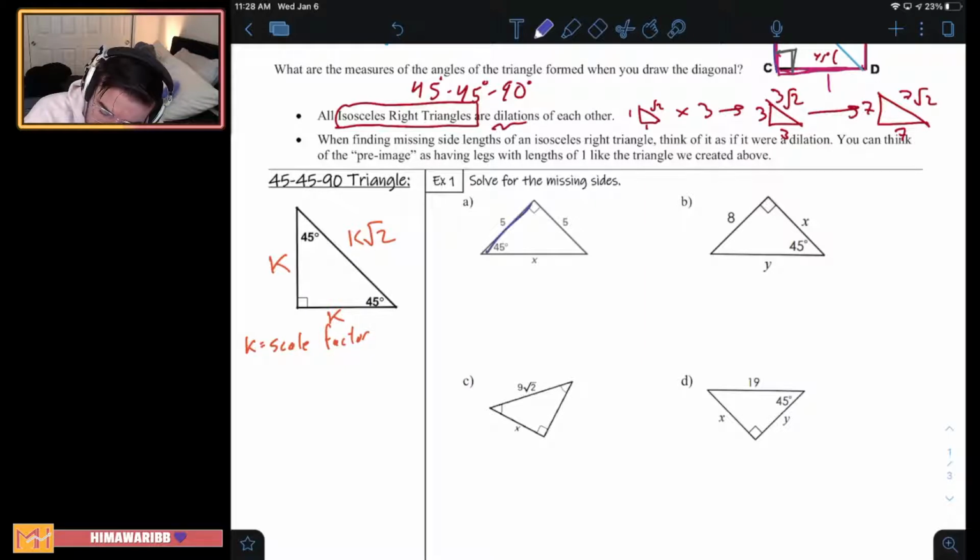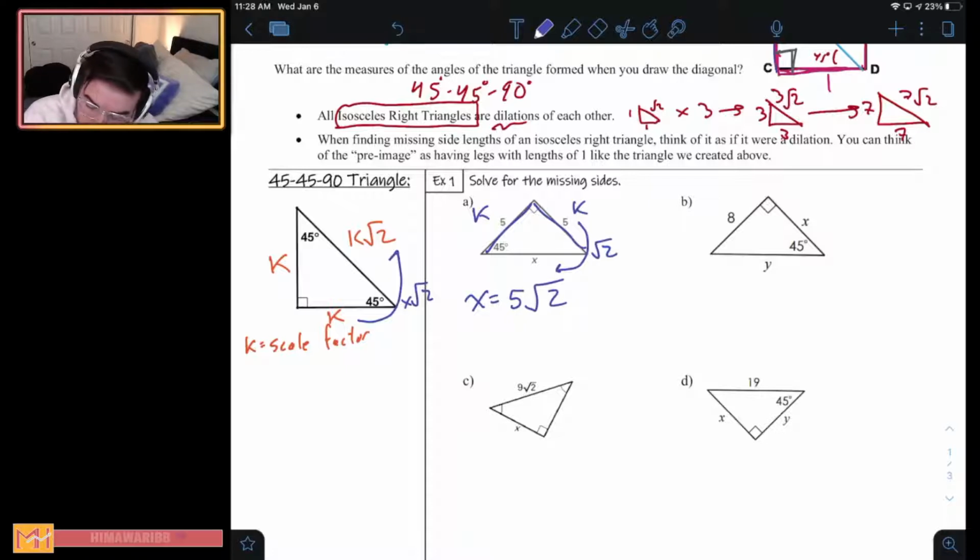So the legs are the same, right? Those are K. And then we multiply by root 2 to get the hypotenuse. So therefore, the hypotenuse is 5 root 2. You see how it's following the pattern?